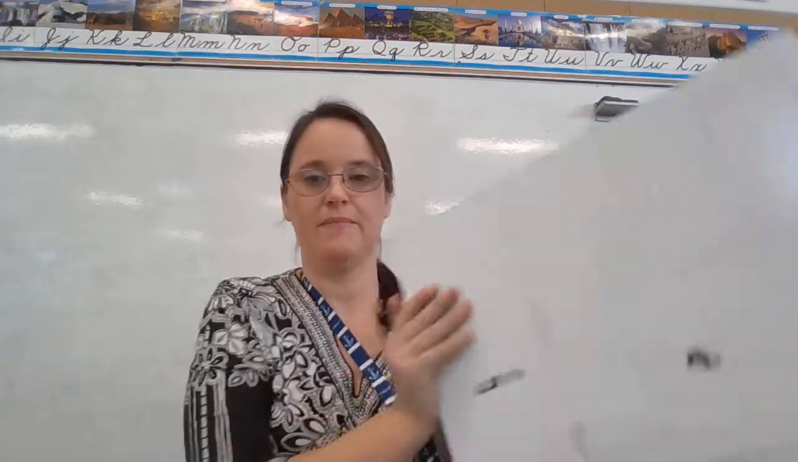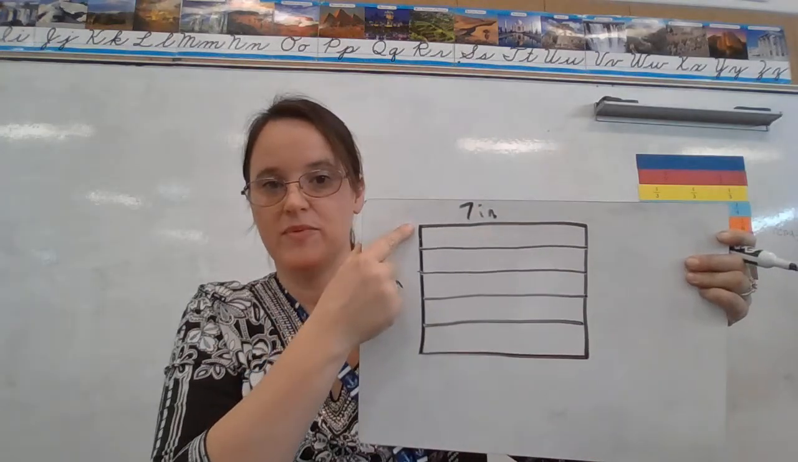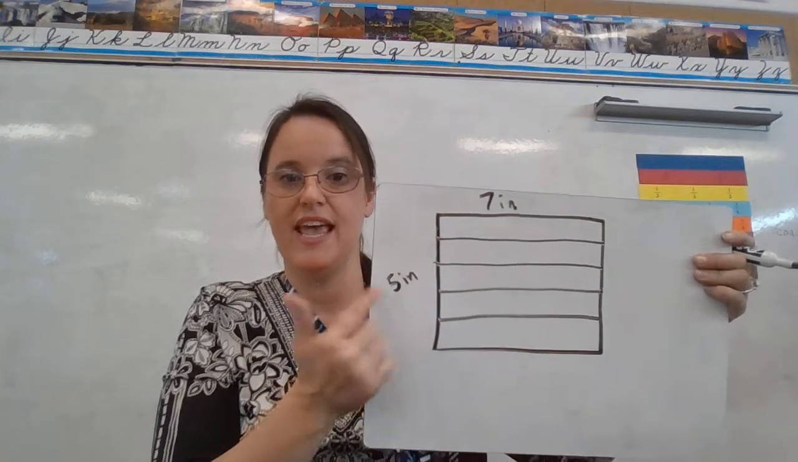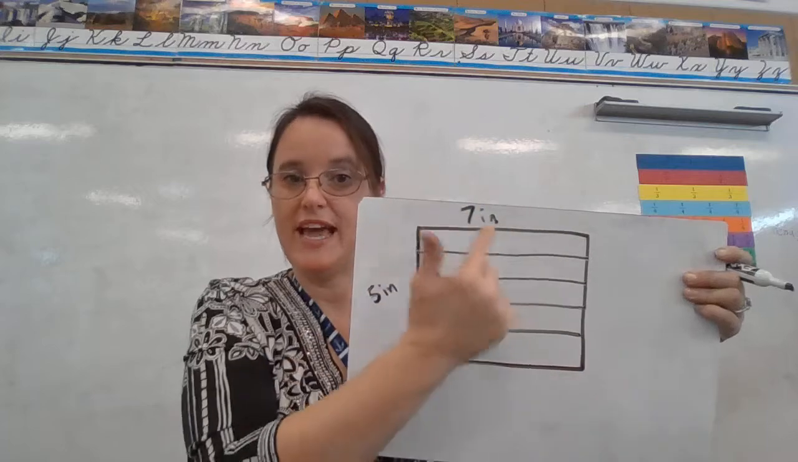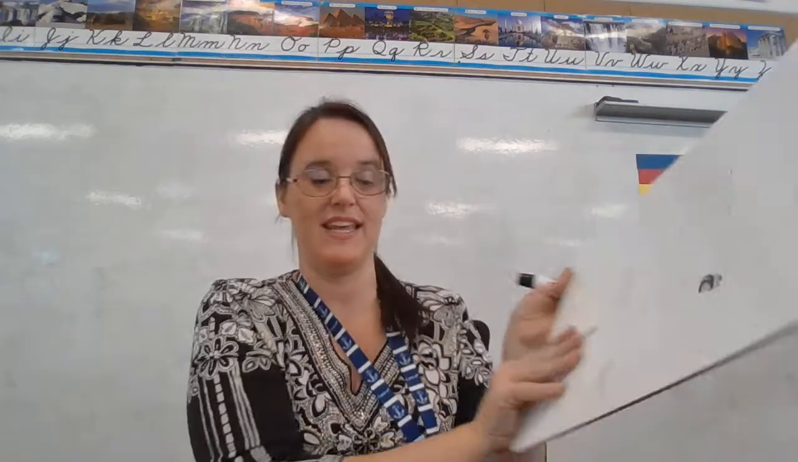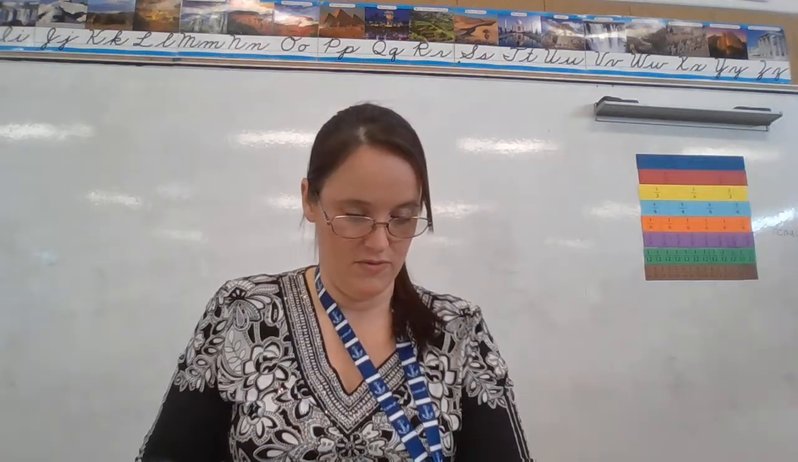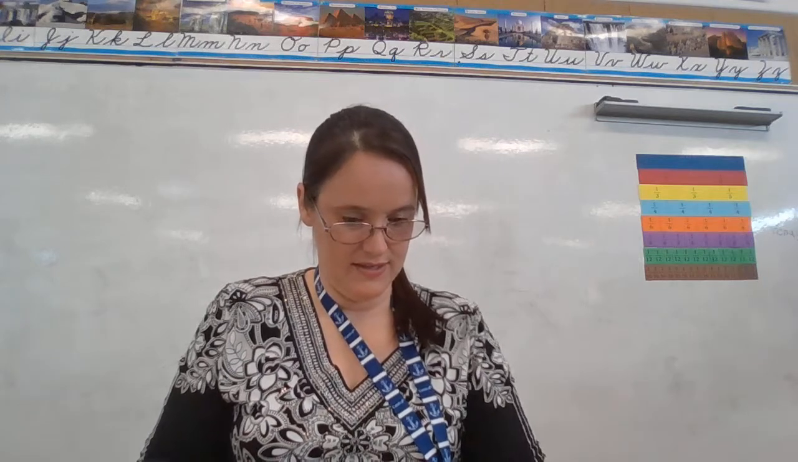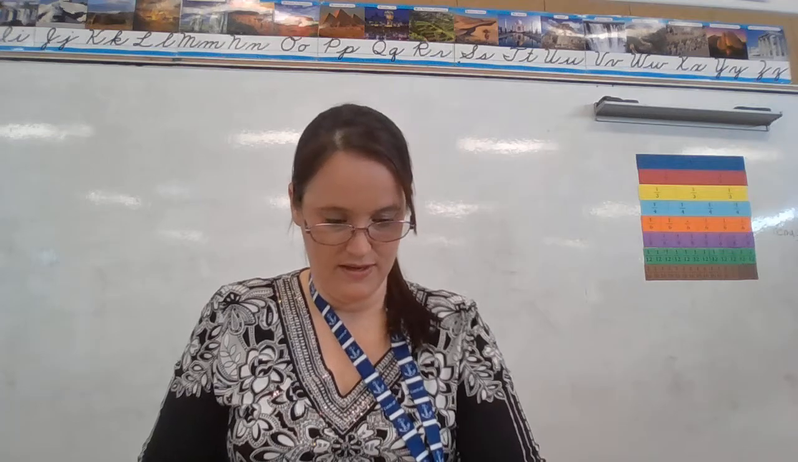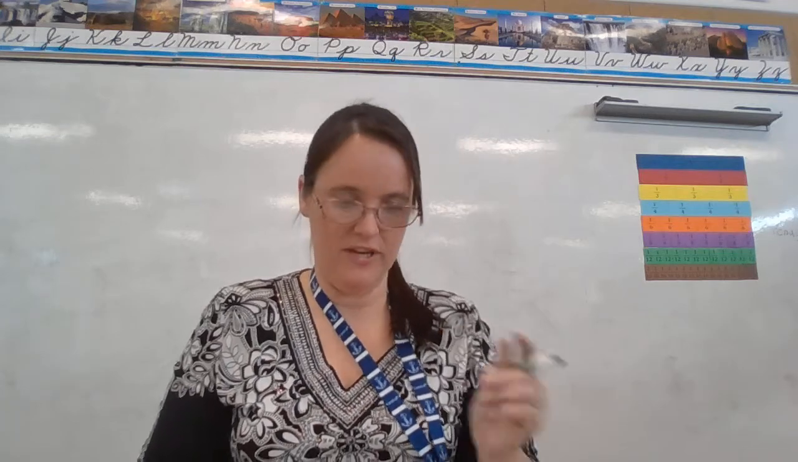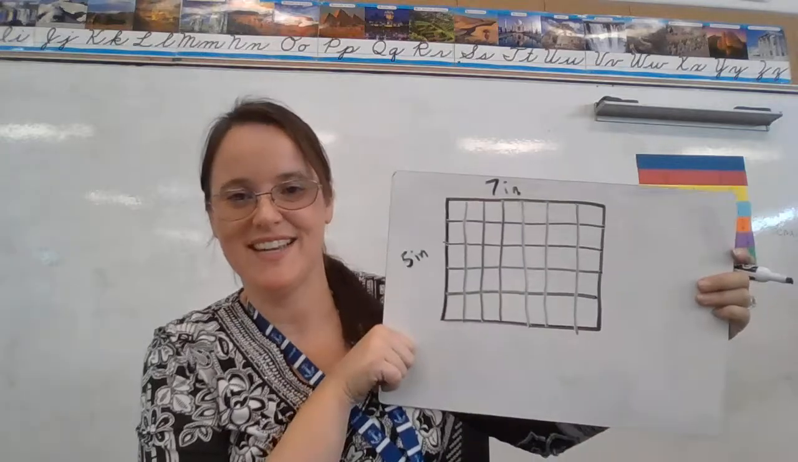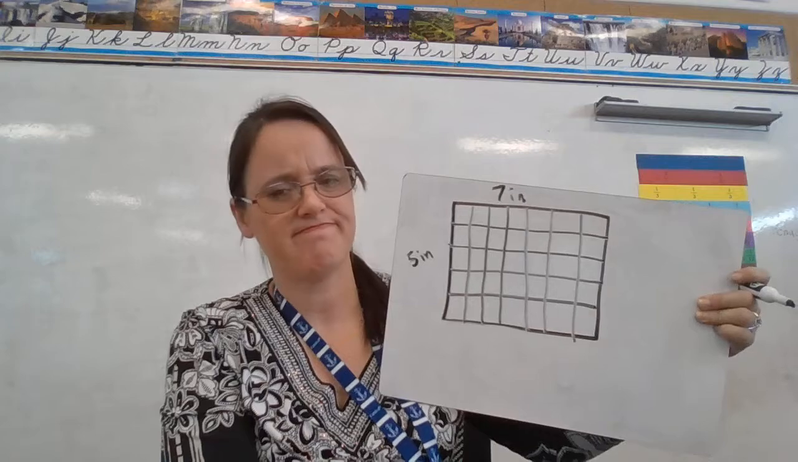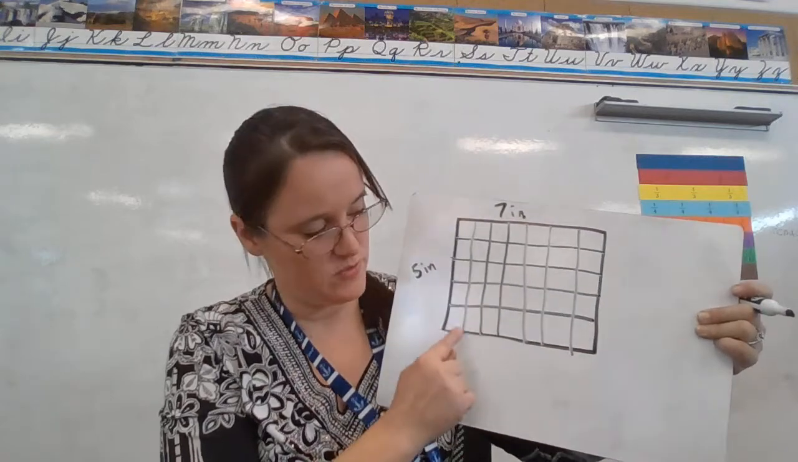So about like that. So now if we counted this way, we would have 1 inch, 2 inches, 3 inches, 4 inches, 5 inches. And then I'm going to do the same thing going up and down, except this time I need 7 inches. So about like that. Oh, and these aren't terribly equal, but you'll get the idea. So I have my 7 inches going across.